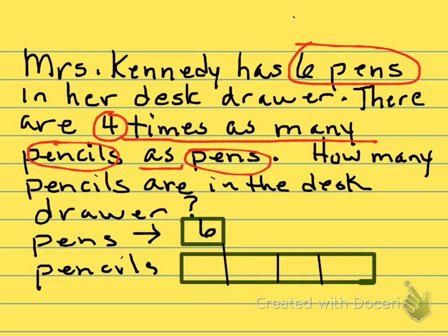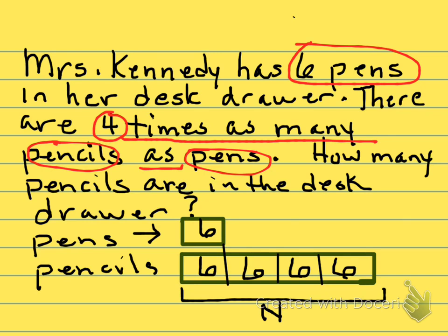All right, now no laughing. You know I'm trying to make these equal. So I know that there are 1, 2, 3, 4 times as many pencils as pens. So this is 6, this is 6, this would be 6, and this would be 6. What I'm trying to find out, boys and girls, is the value of n, because n will tell me how many pencils are in the desk drawer.